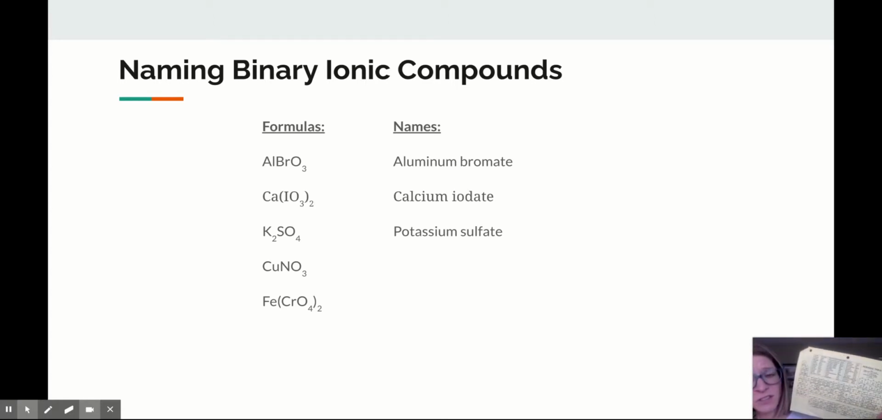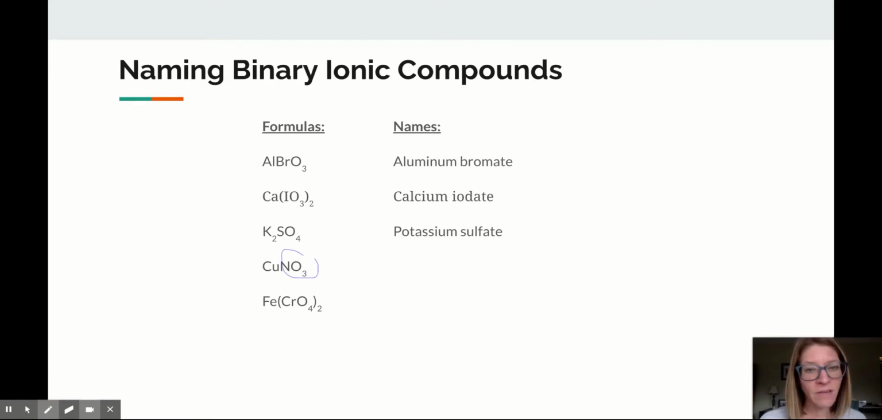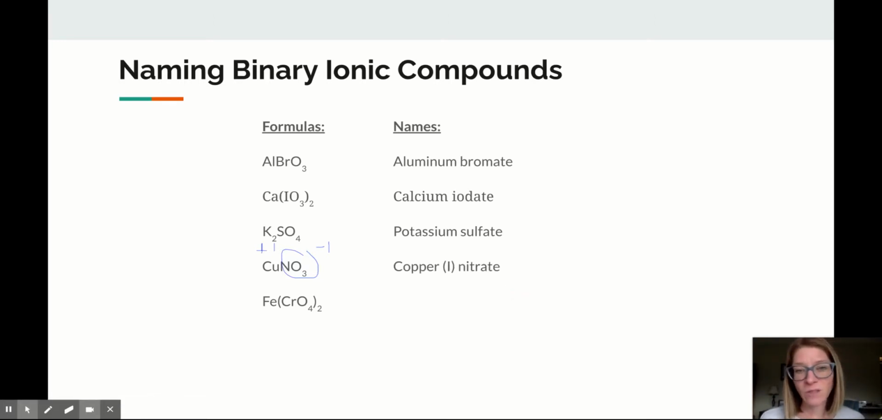The next two, just like previous examples, copper and iron have more than one charge. So you, again, have to work backwards to figure out what the charge of copper and iron would be. If you look at the negative ion for this example, the negative ion is NO3. In your polyatomic ion chart, NO3 is nitrate, and that has a -1 charge, which means copper has to be +1 because we just have one copper and one nitrate. So remember, the +1 is the number that will go into the name as a Roman numeral. So that next one would be copper 1 nitrate.